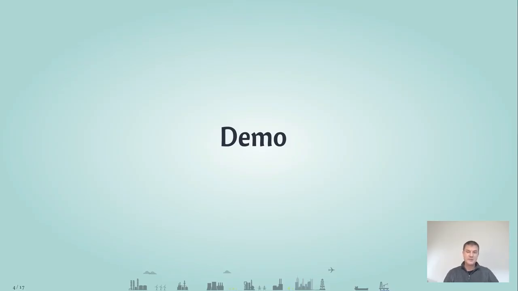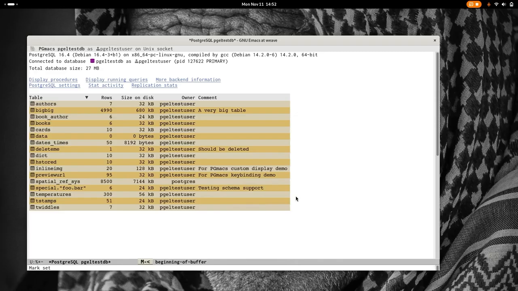Probably the best is to jump straight into a demo of PGmacs. When we connect to a database, we see up the top of the buffer some information about the backend that we're connected to, some version information, and the total database size on disk. There are some shortcuts to some commands we can run on the database, and there's a list of tables that we have access to, with, again, meta information about their size on disk and their owner.